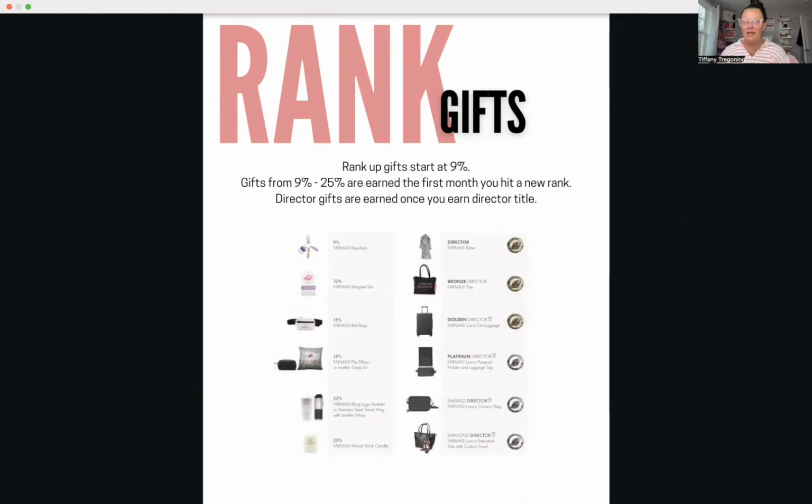These start at 9%. So at 9%, you get a keychain, 12%, you're going to get a set of magnets. It goes all the way up to that 25% rank. So when you hit manager, 25% for the first time, you'll get the pharmacy candle. It smells amazing, by the way. Now, once you hit that 25% rank, it's going to move into your director status again, right? That 3 months to hit that rank.